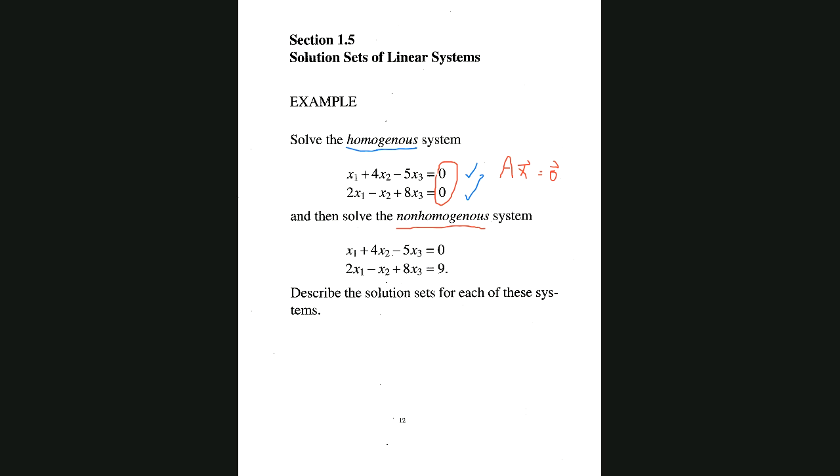The second system, the A is the same. The A is going to be that 2 by 3 matrix with, on the first row, 1, 4, -5, and on the second row, 2, -1, 8. The second system of equations is Ax equals b. And b is not equal to 0. b is equal to 0, 9.